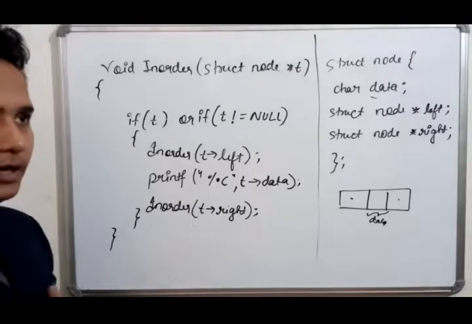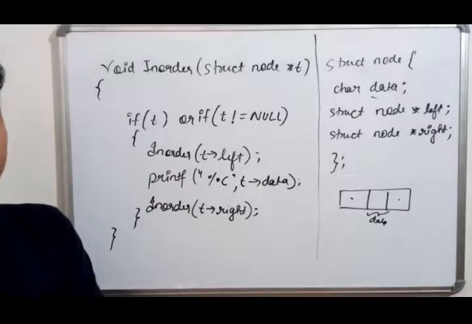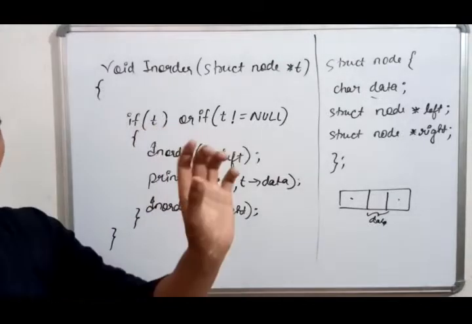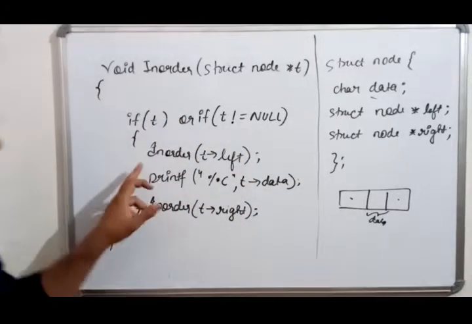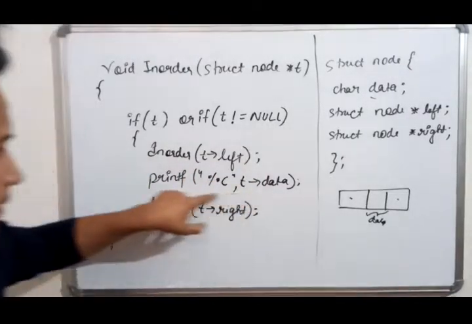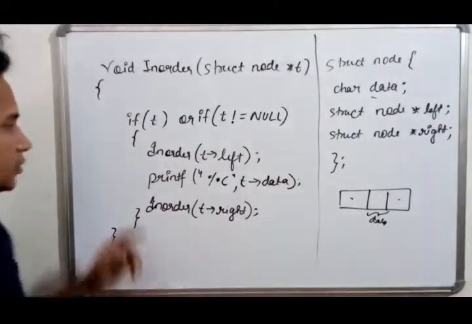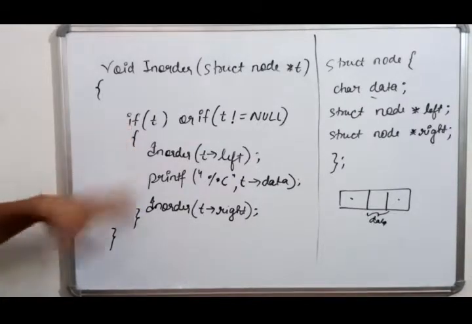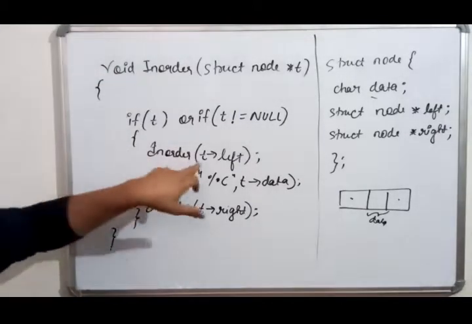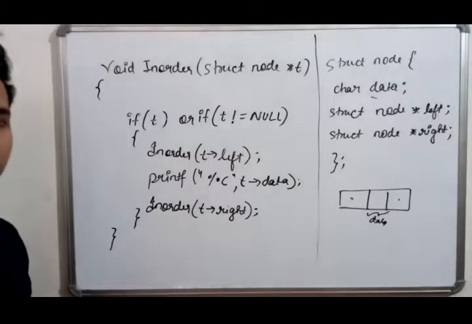So if you remember, in Inorder traversal the syntax was: first we write the left subtree, then root, then right subtree. So we go to the left subtree, then we print the data, and then we go to the right subtree. In these two we are actually using recursion. Calling the Inorder function inside the Inorder function is known as recursion.